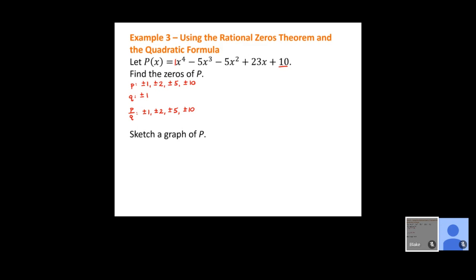So again, that's 8 options that we would need to test, right? Because we have 4 numbers, all with a plus or minus, so that doubles that value, right? So that's going to give us 8 total. So rather than testing all 8 of those, I'm going to go to my graph now. I'm going to see which ones look like they might work, and those are the ones I'm going to check with synthetic division now.